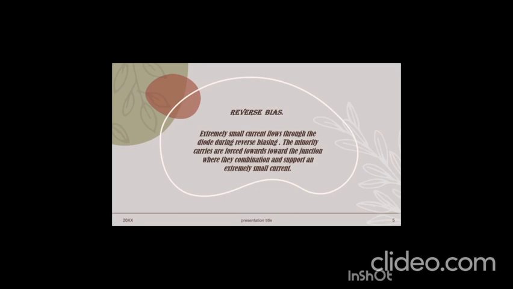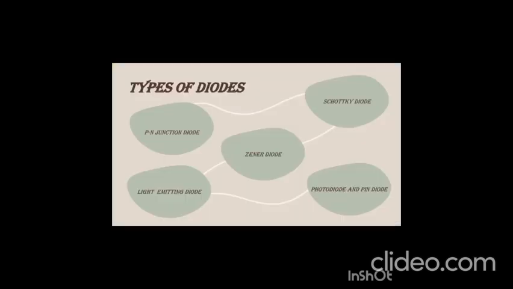Next we have to see our types of diodes. There are several types: PN junction diode, Zener diode, Schottky diode, light emitting diode, photodiode, and PIN diode, etc.